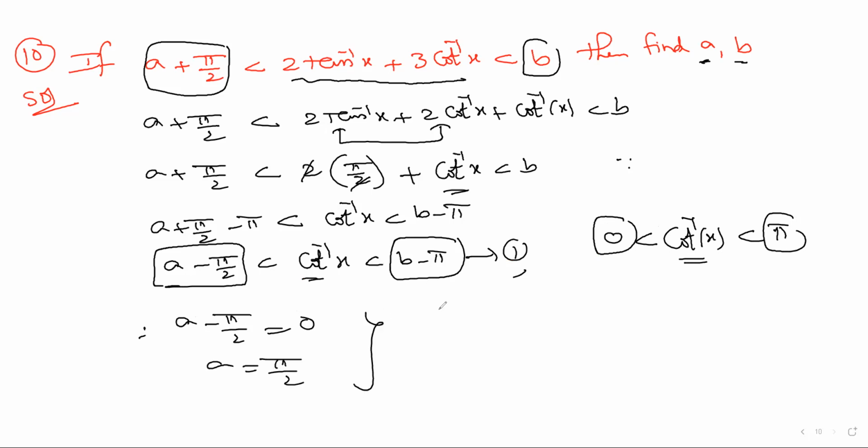Done. B minus pi. Here the maximum value of cot inverse x is b minus pi. Here the value is pi. B minus pi is equal to pi. The b value we get is 2 pi. So the a value is pi by 2, and the b value is 2 pi.